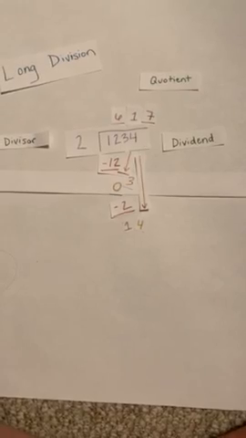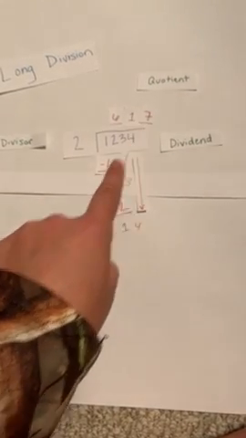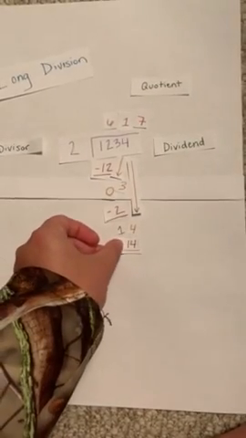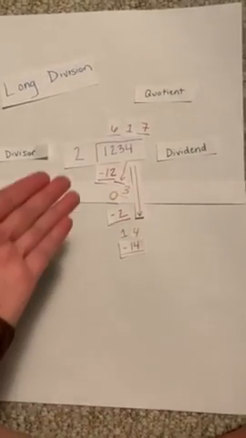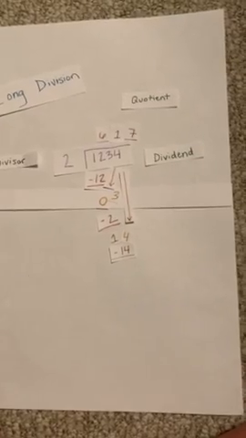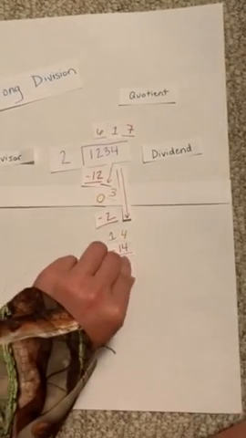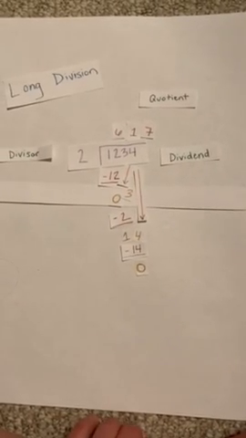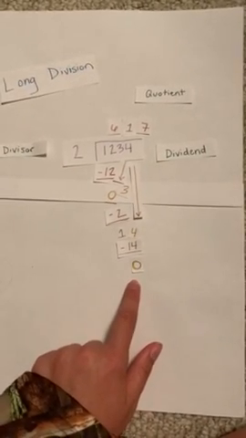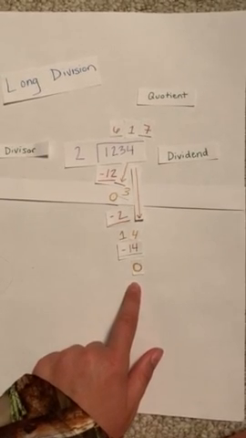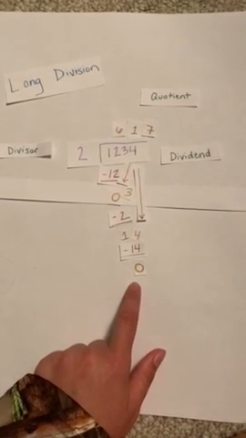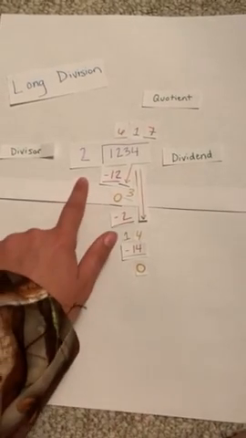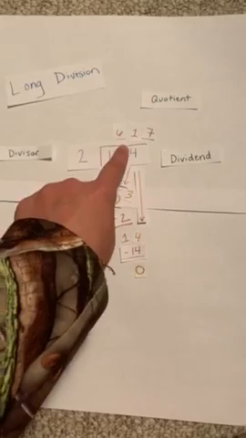So, we're going to once again multiply 7 by 2, and this time we get 14. So 14 minus 14 is 0. And since we have no more numbers and our answer for our subtraction is 0, we have finished our problem. So our answer for 1,234 divided by 2 is 617.